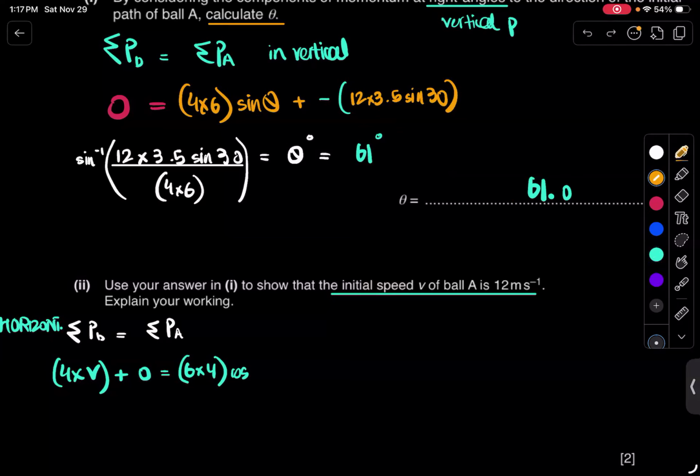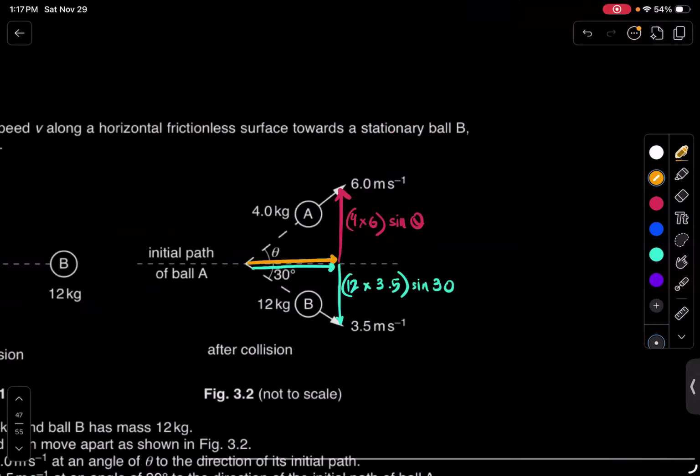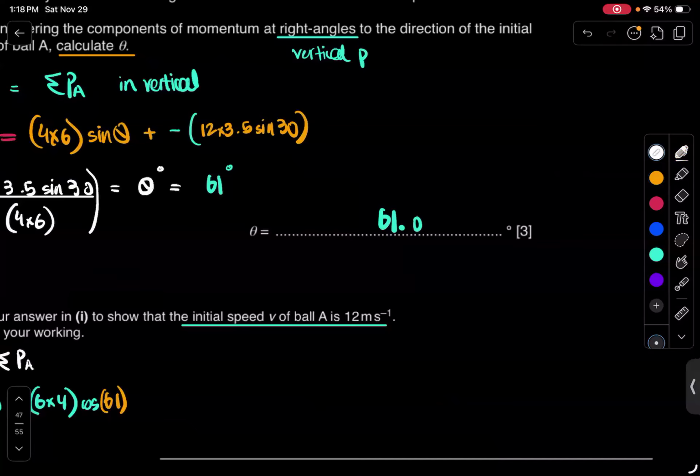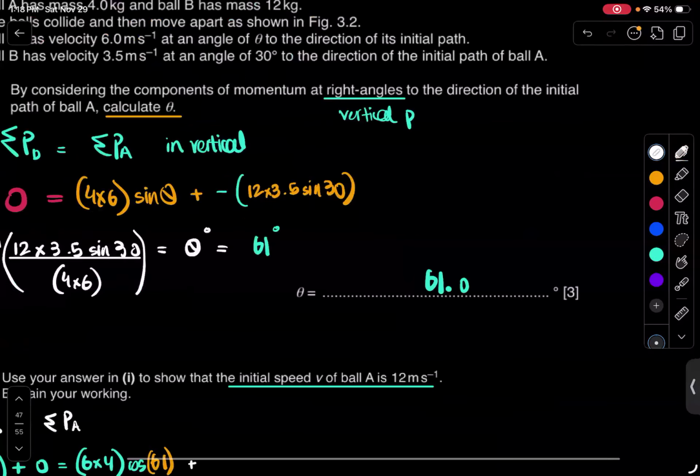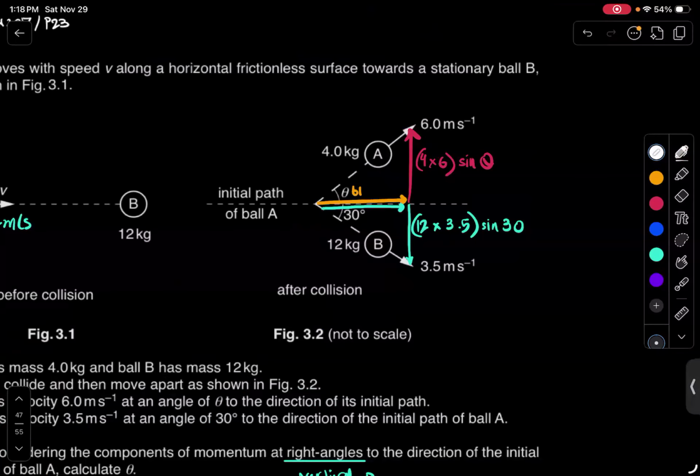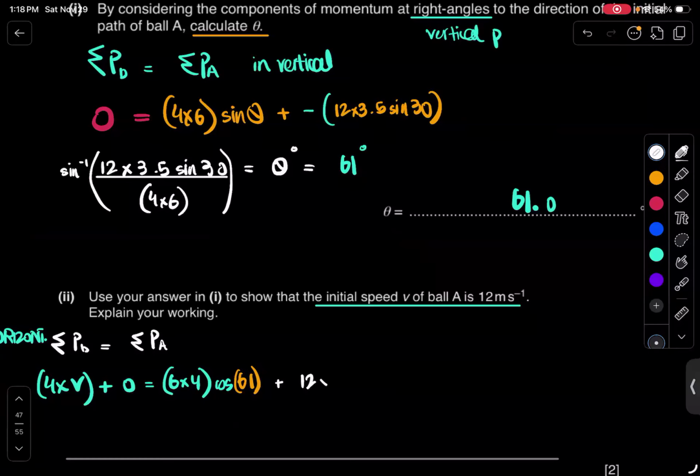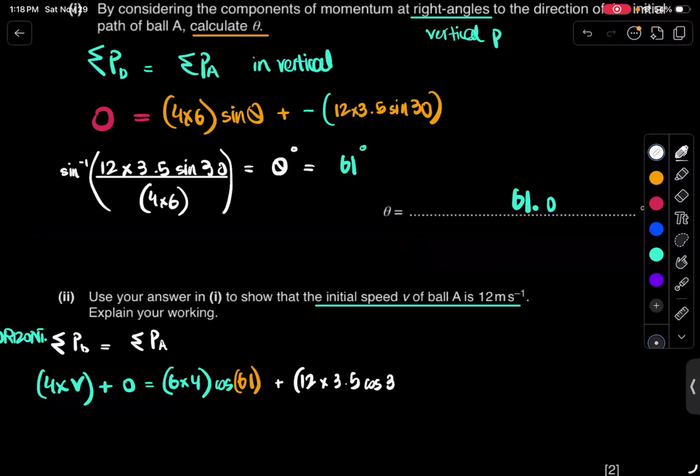In fact, now we already know what theta is. We know it's 61, right? So it's going to be cos 61. We know that this theta is actually 61 degrees. Then you add it with the horizontal component of the other ball, which is this value, right? This blue line is going to be 12 into 3.5 cos 30. Why? Because m into v cos 30.